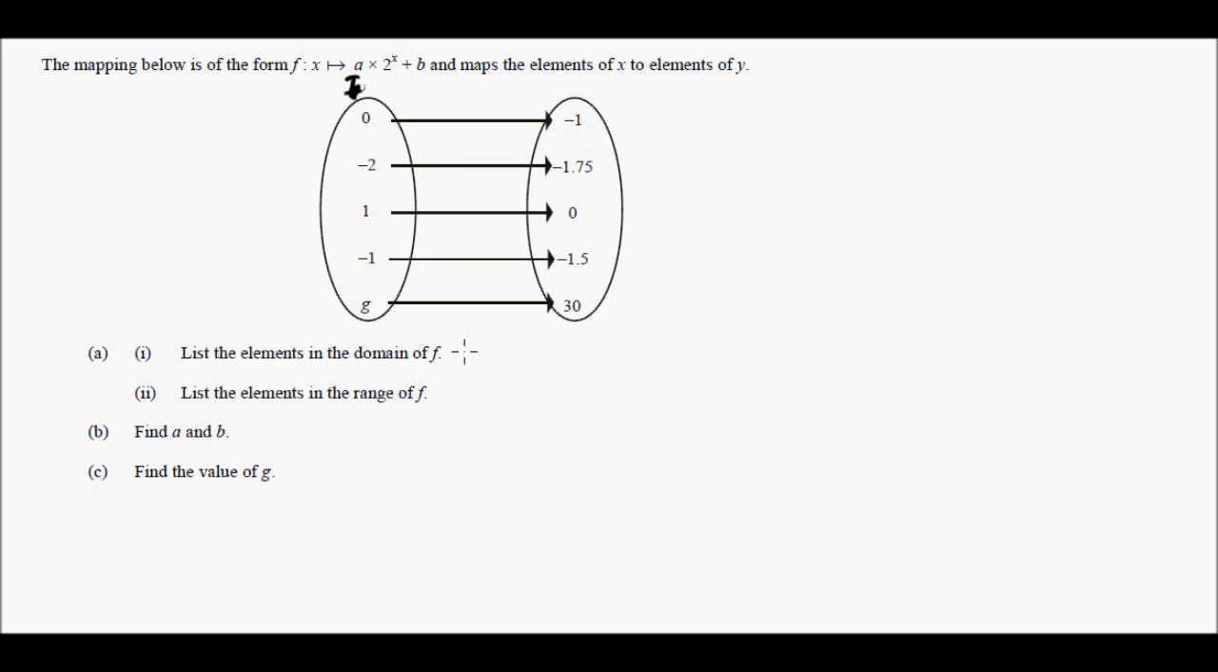So what are the elements of the domain? Well, it's 0, negative 2, 1, negative 1, and g. And list the elements of the range. Well, the range is just the other one. So it's negative 1, negative 1.75, 0, negative 1.5, and 30. Now, find a and b. Oh, okay, so yeah, this one can get a little tricky.